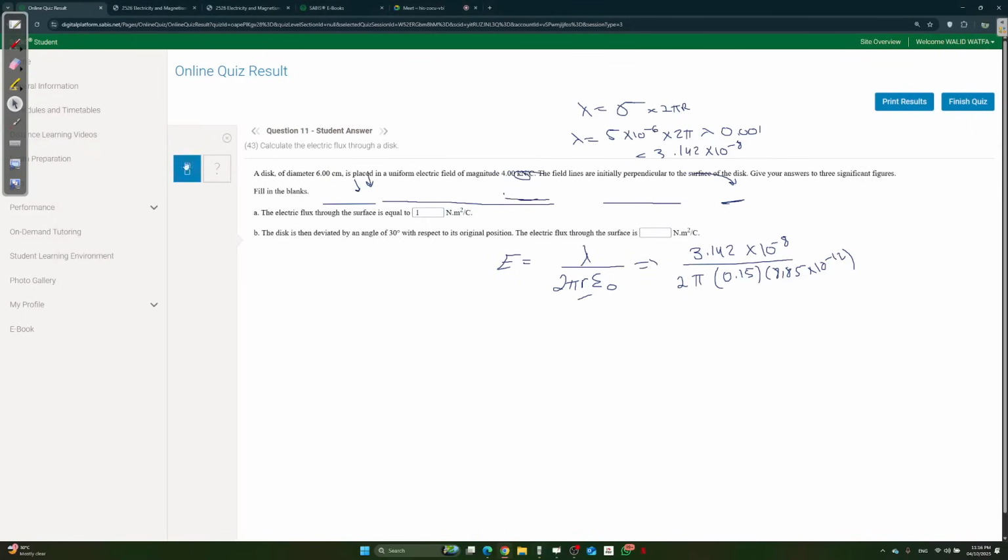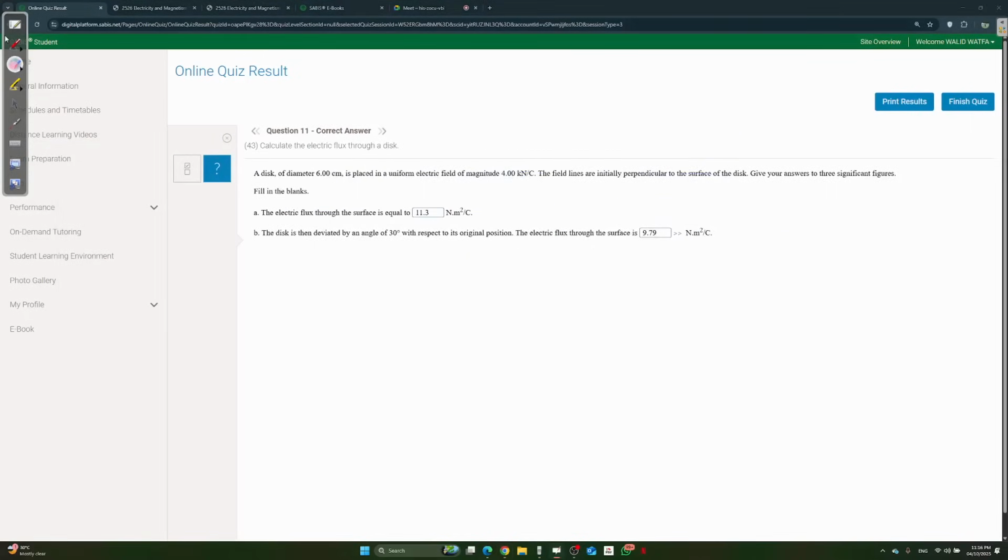Question 11. A disc of diameter 6 centimeters is placed in a uniform electric field of this, and they said that the field lines are initially perpendicular to the surface of the disc. What is the electric flux? To calculate electric flux, I told you it's EA cos theta. Why do many people get this wrong? Because they take theta as 90 degrees. This is completely wrong. Initially perpendicular.